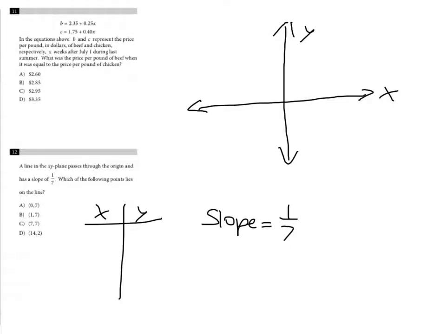Now we're looking at number 12. A line in the xy plane passes through the origin and has a slope of 1/7. Which of the following points lies on the line? So what do we know about this? Just a standard Cartesian coordinate xy plane, so x is your horizontal axis and y is your vertical axis. Nothing too difficult there. Now, this line passes through the origin. Here is the origin, and that's the line there. They want to know which of the points will lie on it if it has a slope of 1/7.